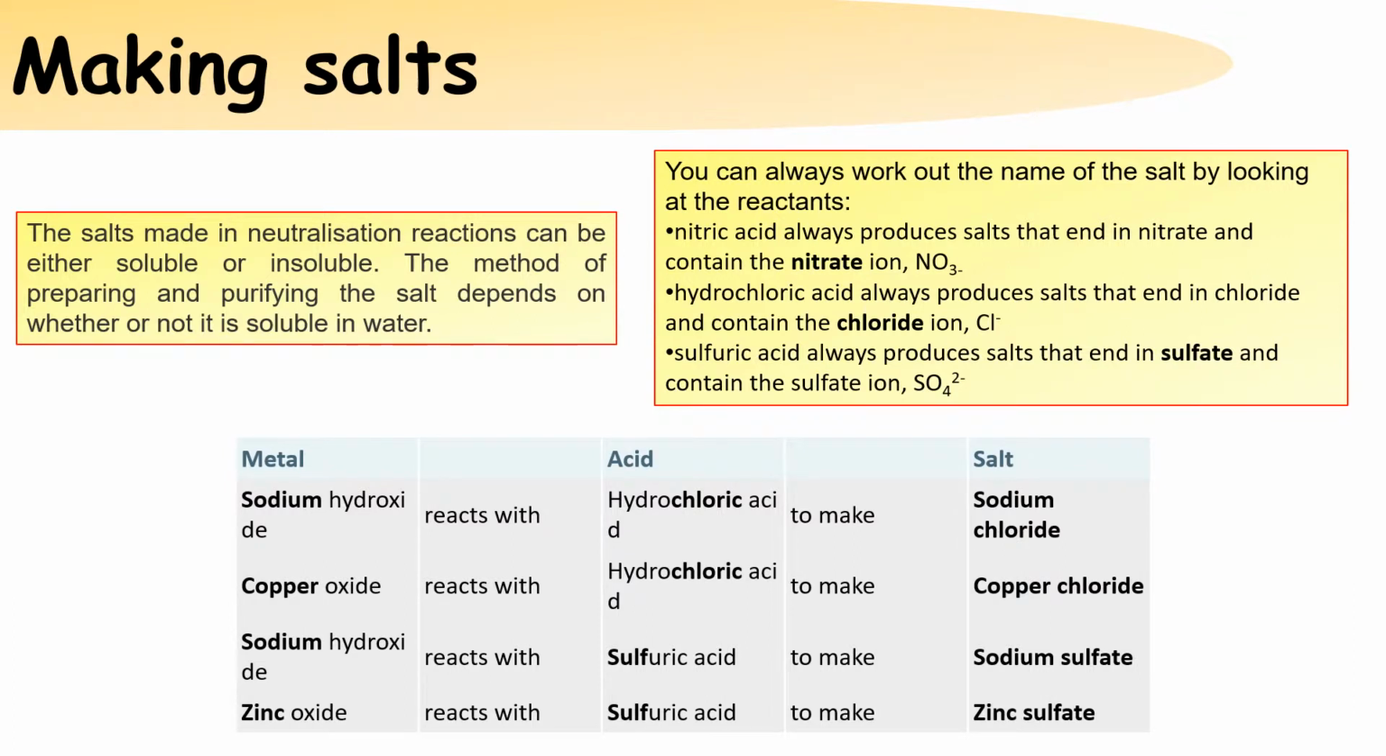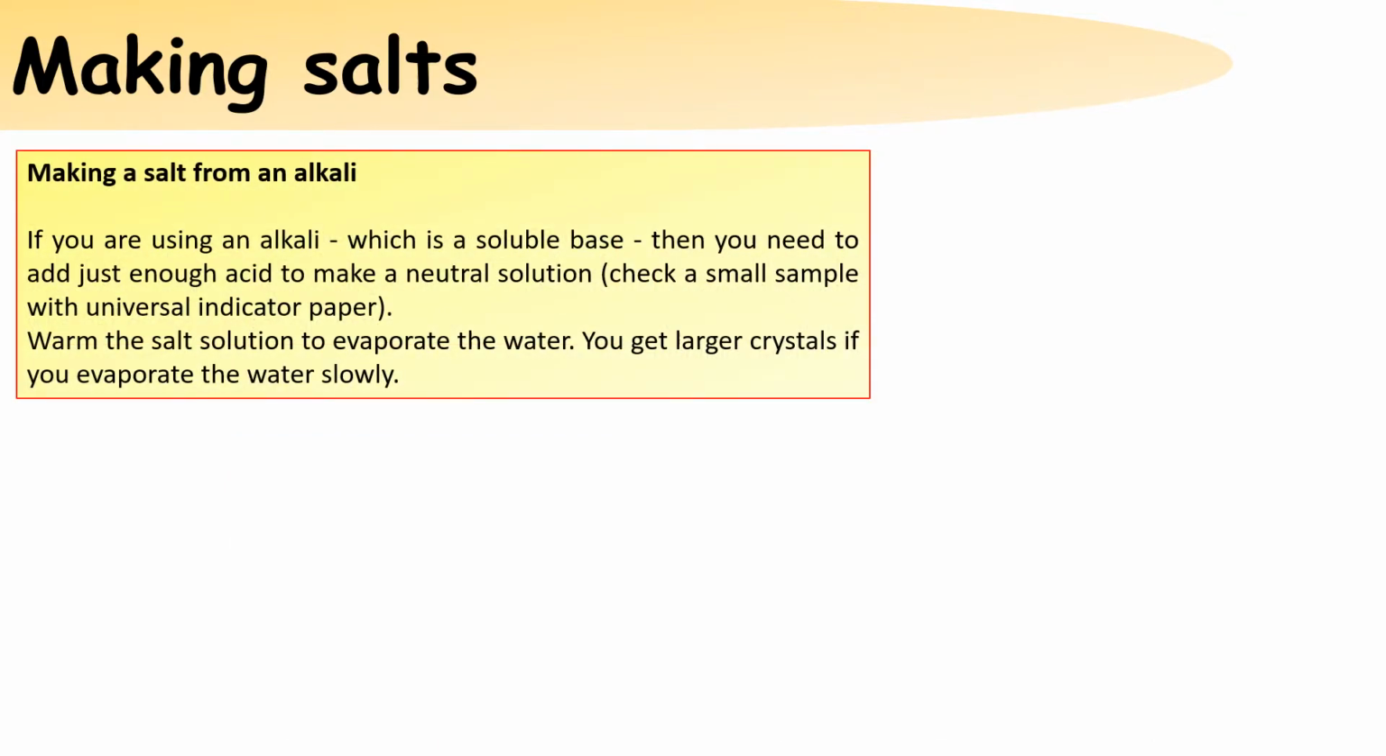Some examples: sodium hydroxide reacts with hydrochloric acid to make sodium chloride plus water. Copper oxide would react with hydrochloric acid to make copper chloride, and so on.